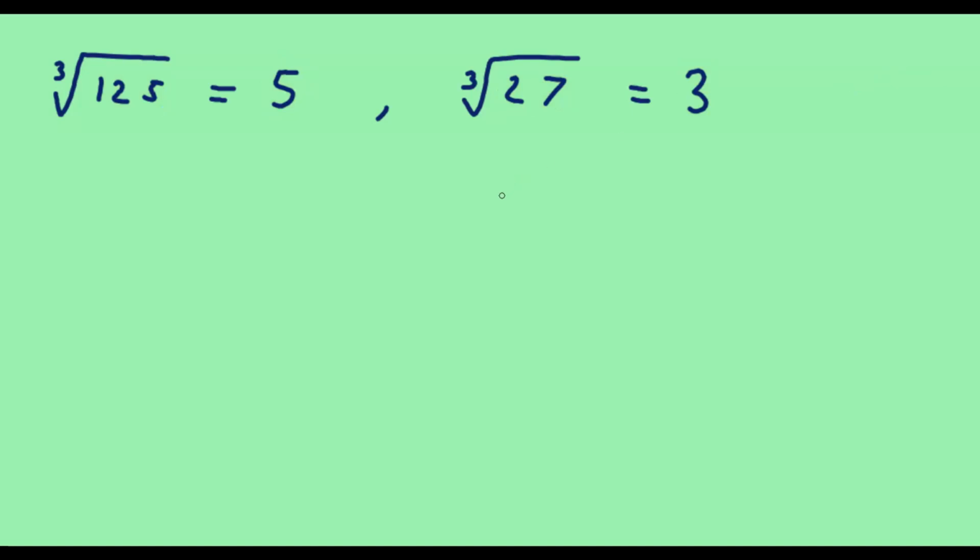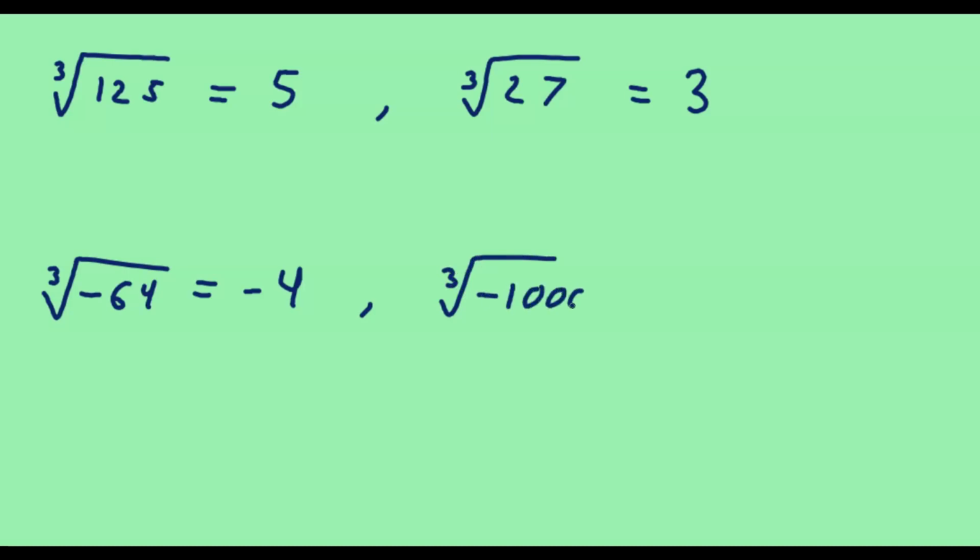Now the cube roots of negative numbers are negative. Let us consider a few examples. If we consider the cube root of negative 64, we will get negative 4. This is because the cube of negative 4 is negative 64. Let us consider another example. If we consider the cube root of negative 1000, then this is equal to negative 10. And this is because the cube of negative 10 is equal to negative 1000. So we can see that if we take the cube root of negative numbers, then the final answers are negative.